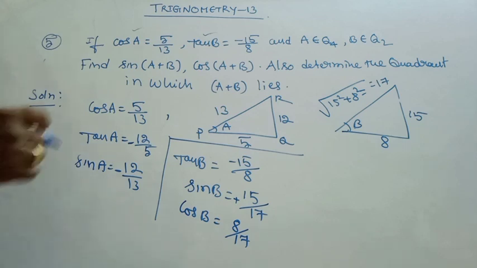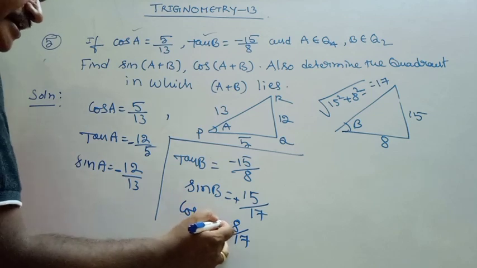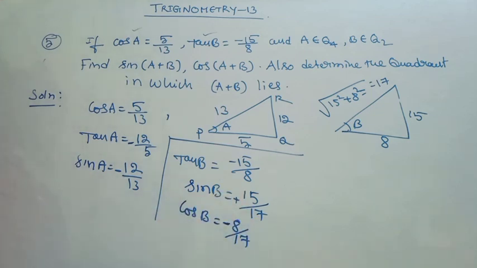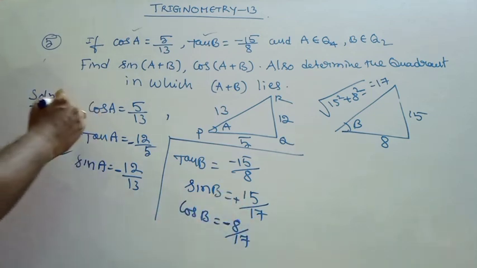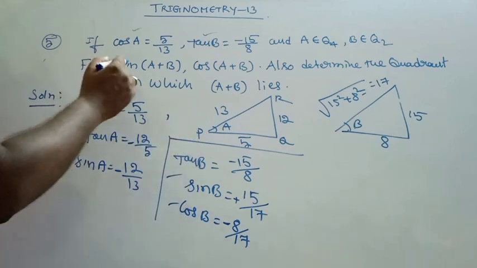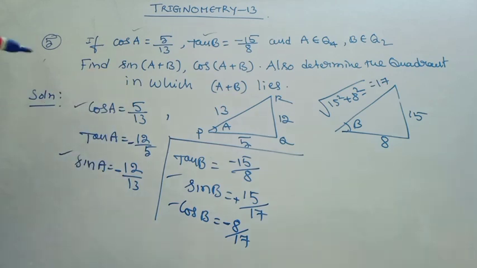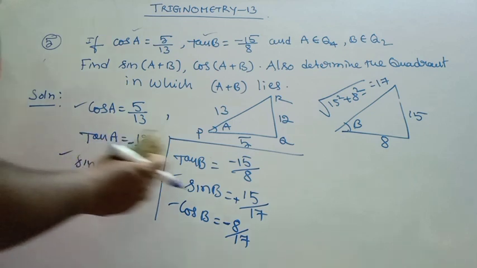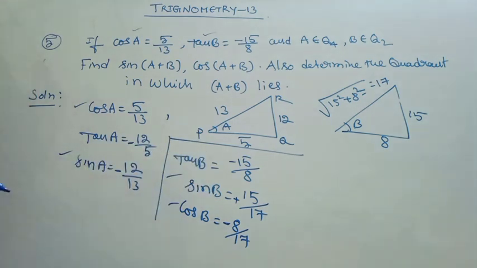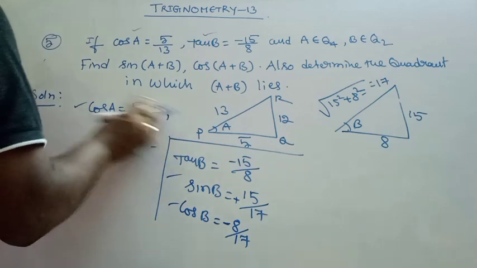And 8 by 17, do you think it is positive or negative? Because in the second quadrant cos is negative, so it is minus 8 by 17. Now you know sin A, you know cos A, you know sin B, you know cos B. You can find sin(A+B) and cos(A+B) with the given information and you can do whatever you want. Let us find these values.